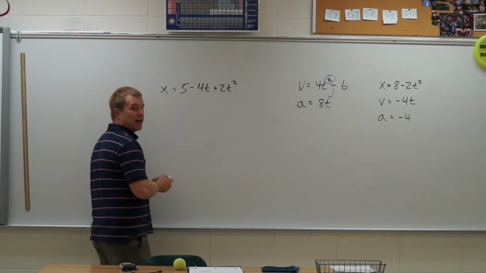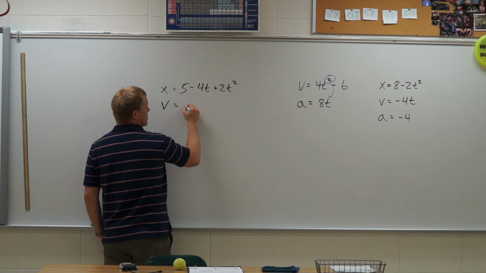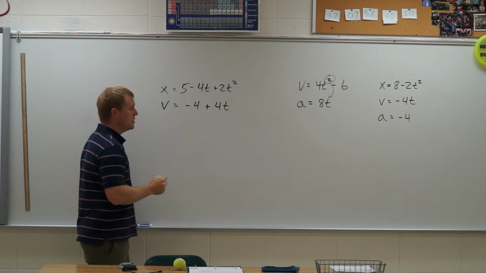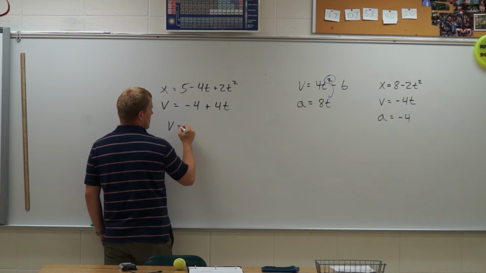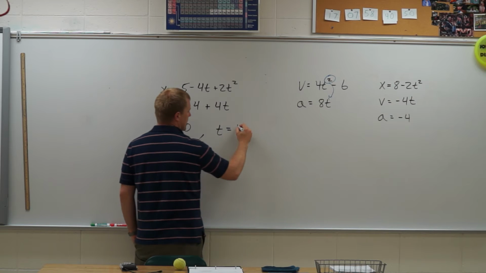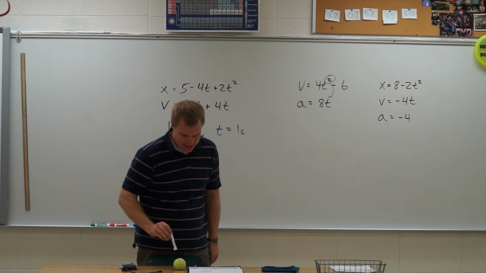All right, so in order to find when the velocity is 0, I need to find a velocity function. So I have negative 4 plus 4t, and so my velocity is 0. So then my time is, what, 1 second? So it comes to rest at 1 second. So the correct answer is C.